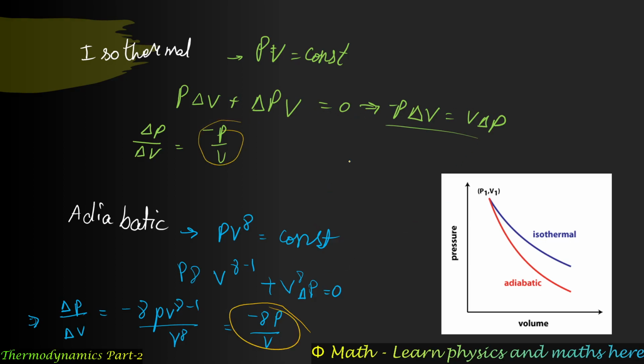So we can see minus P over V is common in both of these. So we can say slope, let us denote slope by M. M of adiabatic is equal to gamma times M of isothermal. So as you can see, this is just a multiple of gamma and it would be positive. So slope of adiabatic is much more than the slope of isothermal.